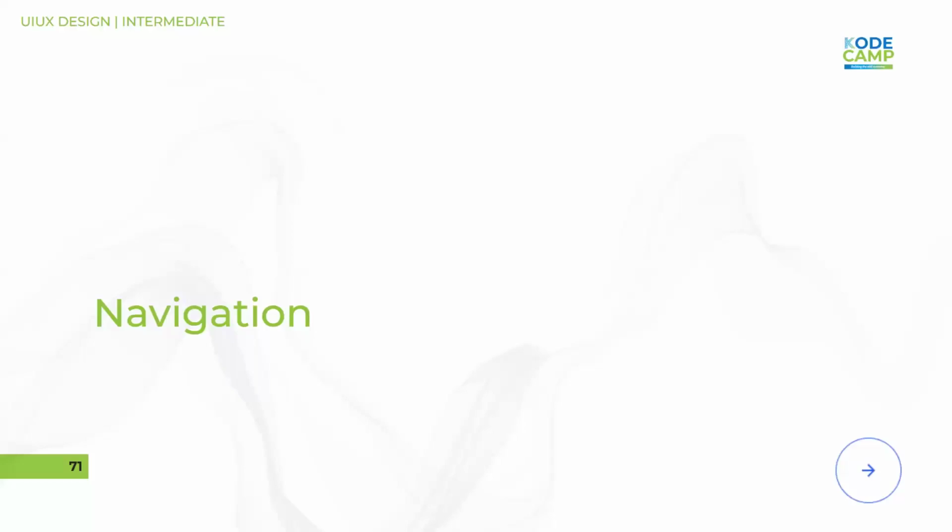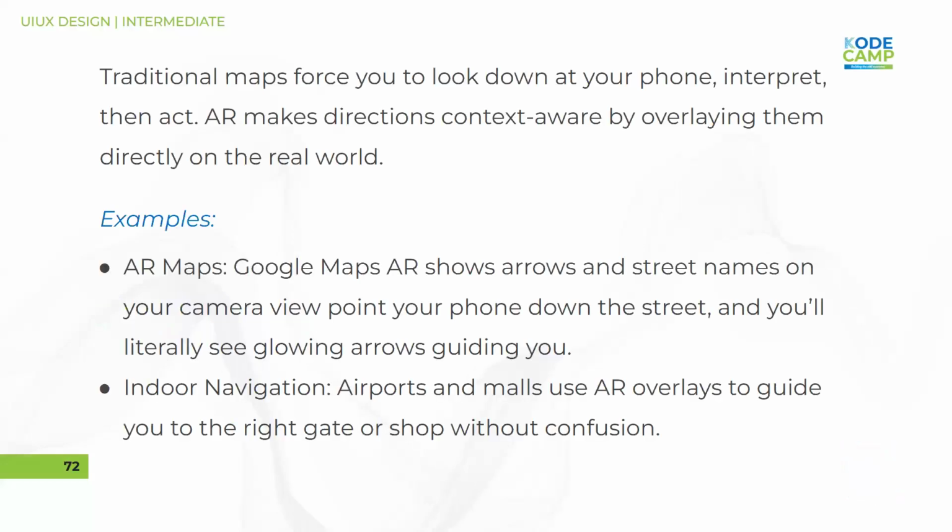Okay, so we also have navigation. This is when we are talking about movement. A traditional map forces you to look down at your phone and try to interpret it and then actually act on it. But AR makes directions effortless by overlaying them directly on the real world. So we have an example, AR maps, which is owned by Google Maps. This shows arrows on streets, names on your camera viewpoints, right? So when your camera points at a particular street, it shows you this is the direction you're supposed to go, or this is not the direction you're supposed to go. If let's say you're driving, it also shows those arrows. And also for indoor navigation, we have airports or malls, which use AR overlay to guide you to the right gate or shop without confusion.